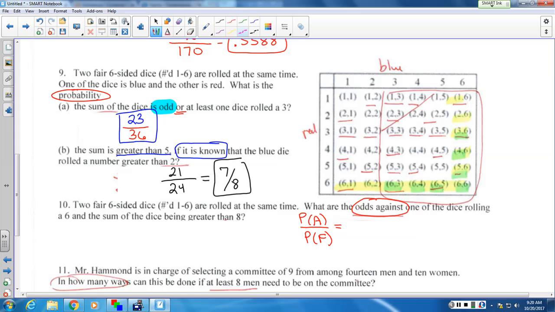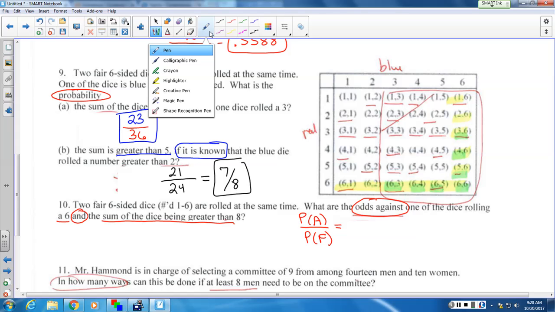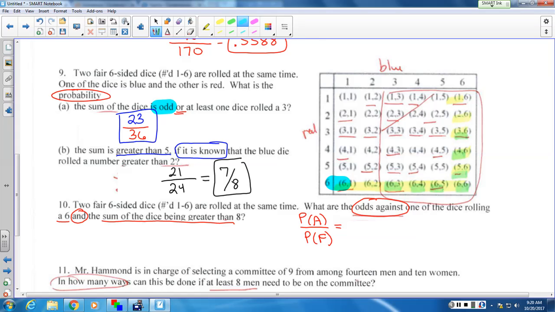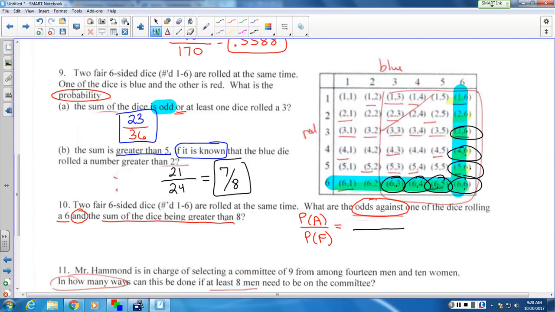What are the odds against one of the dice rolling a 6 and the sum of the dice being greater than 8? So I'm going to highlight where one of the dice rolls a 6. Then I'm going to circle out of those, it says, and the sum is greater than 8. So that could be 9, 10, 11, 12, 11, 10, 9. So that happens 1, 2, 3, 4, 5, 6, 7 times out of 36. So the probability in favor of this is 7 out of 36.